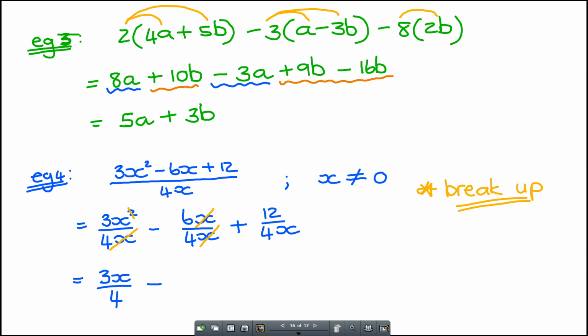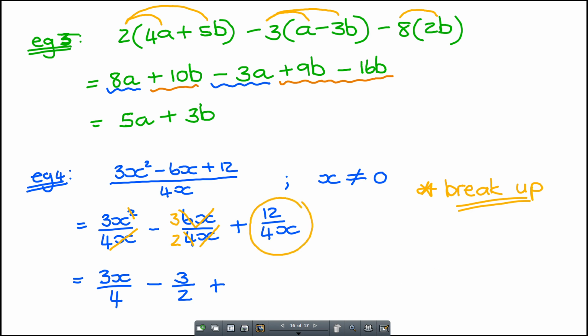But just to show you guys, how did I get there? 2 can go into both the top and the bottom. So 4 divided by 2 will give me 2. And 6 divided by 2 will give me 3. So I'm going to have 3 over 2. No. Okay, now the last term.